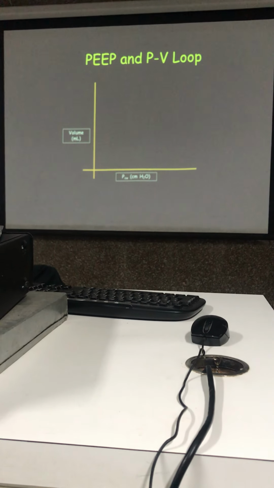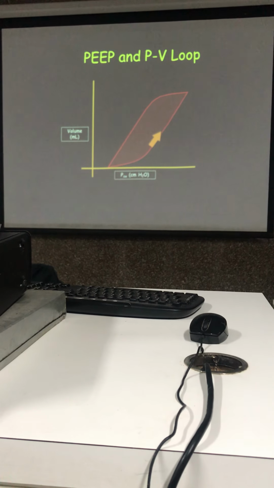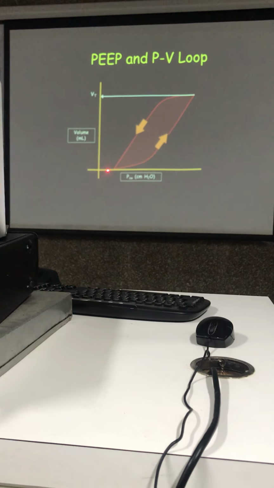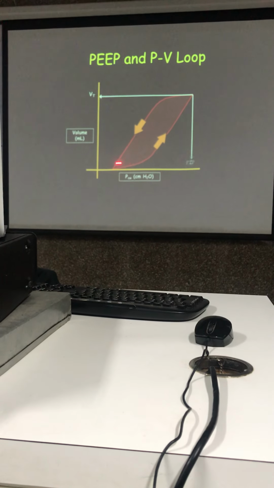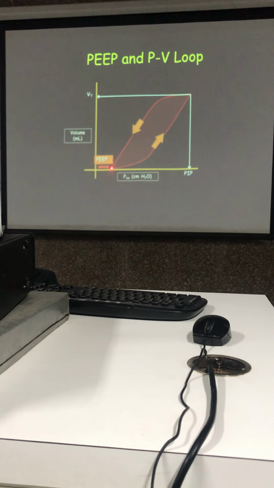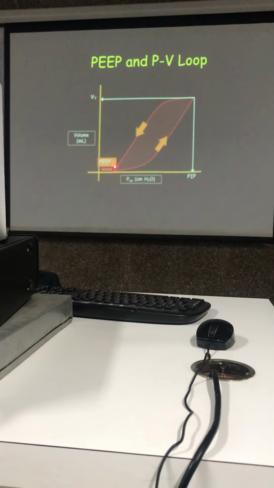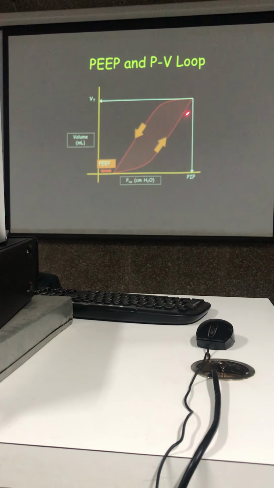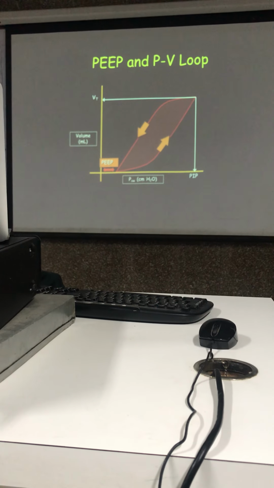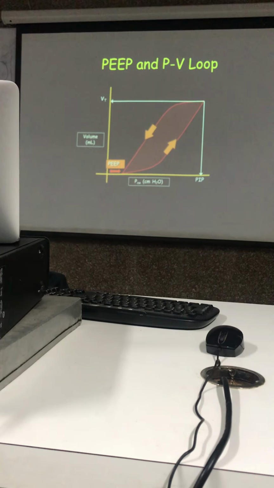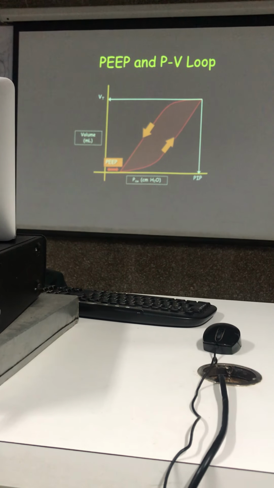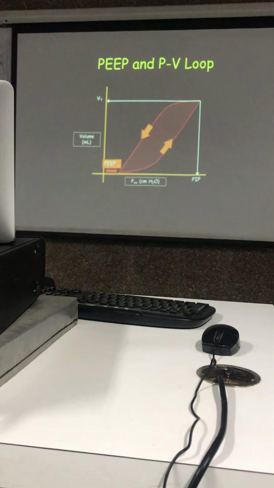Now, if you put PEEP on a PV loop, what happens? Because the airway pressure is plotted here, instead of starting at the functional residual capacity, it moves towards the right. So this determines the degree of PEEP, and this is how your peak inspiratory pressure will move slightly to the right based on the peak pressure. So this is the typical pattern of PEEP applied to the PV loop. Okay?